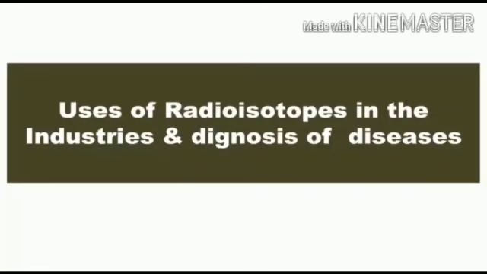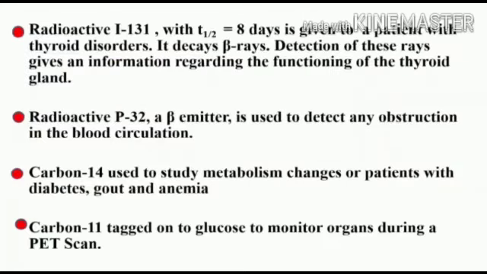First, we see the uses of radioisotopes in industries and in the diagnosis of diseases. The radioactive iodine-131, with a half-life of 8 days, is given to a patient with thyroid disorders. It decays by beta rays. Detection of these rays gives information regarding the functioning of the thyroid gland.